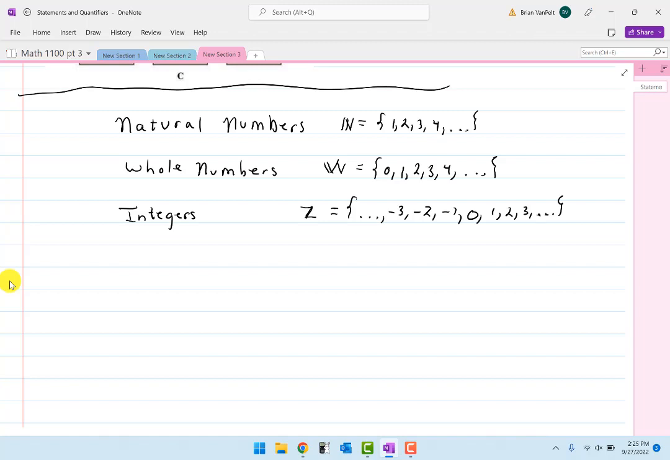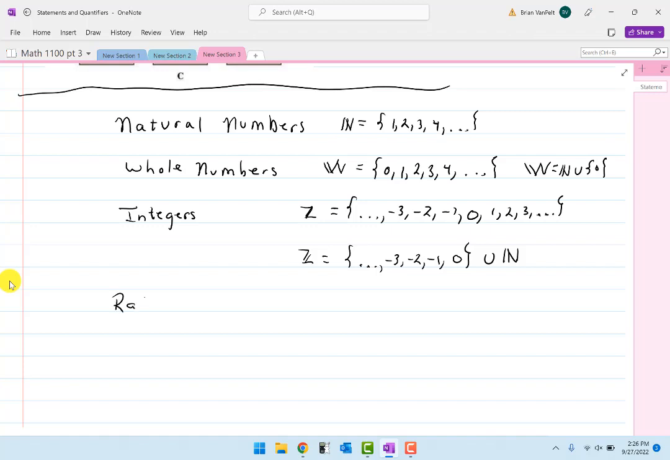Notice, let me throw this in here. This W is the same as the natural numbers with the addition of 0. And of course Z is equal to ..., -3, -2, -1, 0, union the natural numbers.